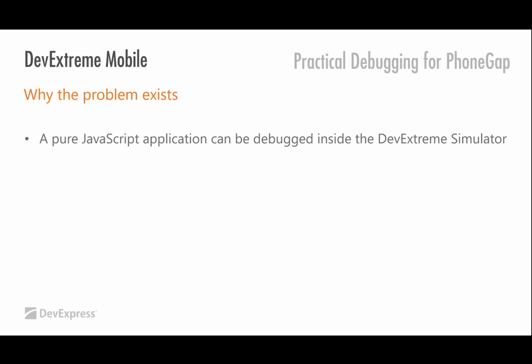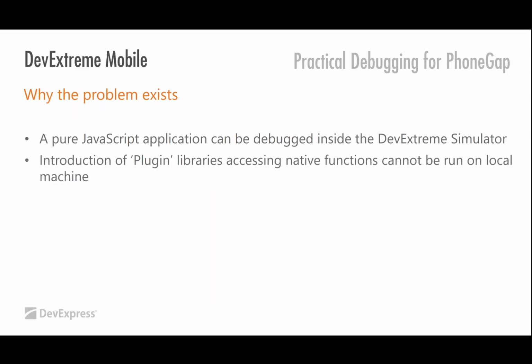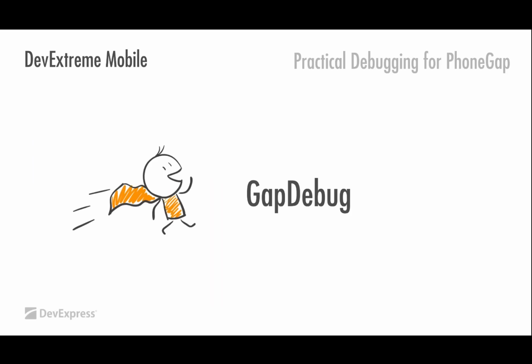So why do we end up doing a presentation on debugging a DevExtreme or PhoneGap application? Well, if you're going to write pure JavaScript, then obviously you can just jump into your browser and start debugging it normally. But the minute you try using that ecosystem where you've got plugins that are talking at a native level to the underlying hardware, you obviously can't run that inside a local browser. This is where products such as GapDebug really come along and help as a user. So what we might do is jump in and have a look at a couple of examples.